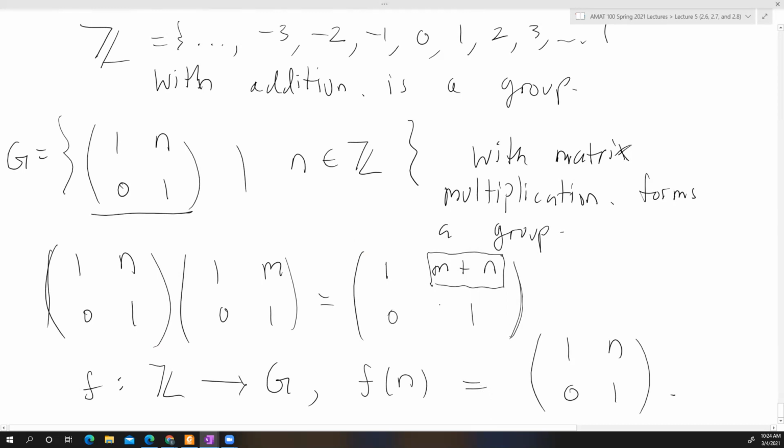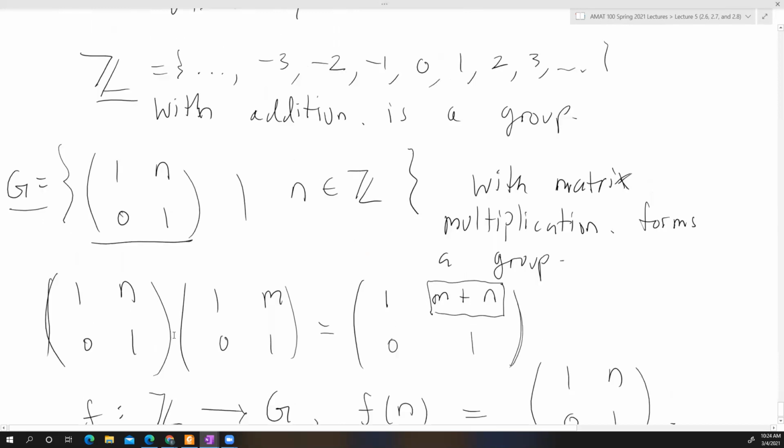So at first sight, you might be thinking, how are these even remotely the same? How is Z even remotely the same as G, this other group? It turns out they are identical in the sense that there's this injective function from them preserving the structure. So this is just a little aside.